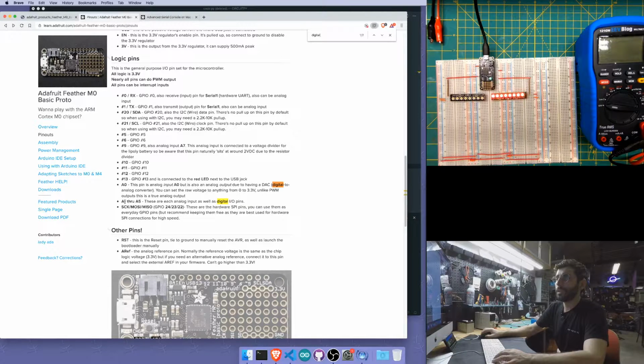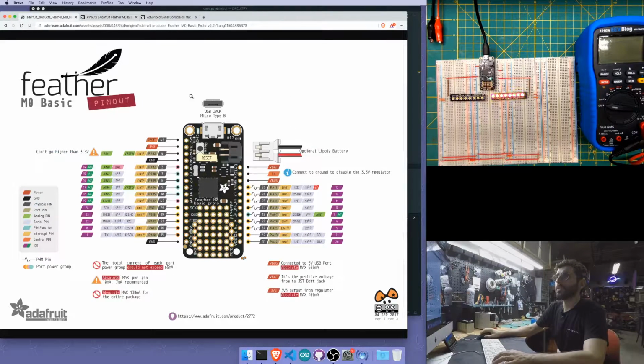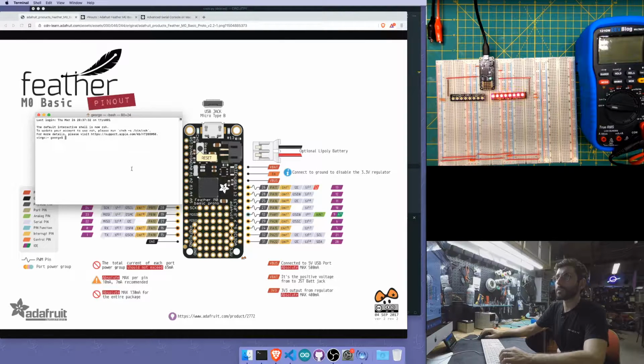Yeah, so here, A1 through A5, these are each analog inputs as well as digital I/O pins. So why does it... All right, I need to get the serial connection working to this thing.